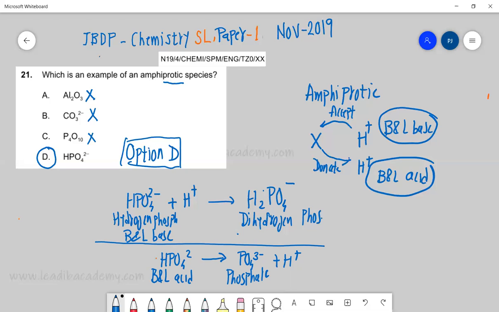Very, very simple concept. In this case, the options were very easy because 3 options out of 4 we could eliminate straightforward because H was missing. If they had given us 2, then it would have been interesting. But in this case, they have made our job very, very easy. Hope this is quite clear.